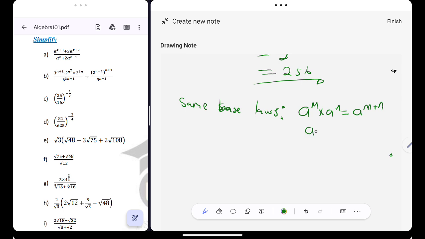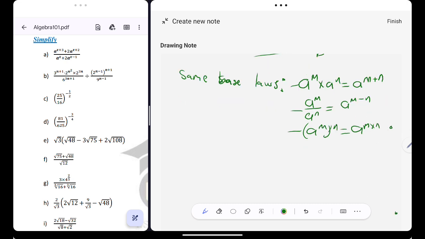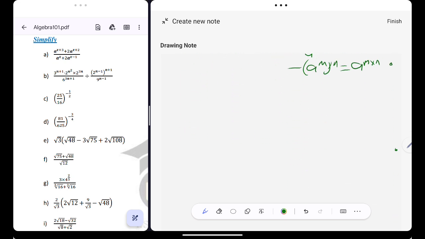Then we have a to the power m divided by a to the power n, which is the same as a to the power m minus n. Okay, these are the same base laws, are we together? And now we move to the other ones.